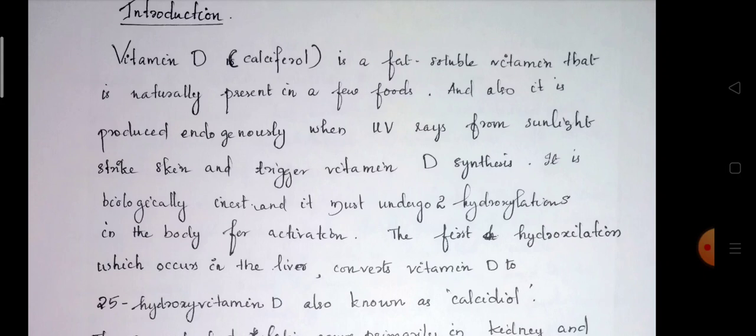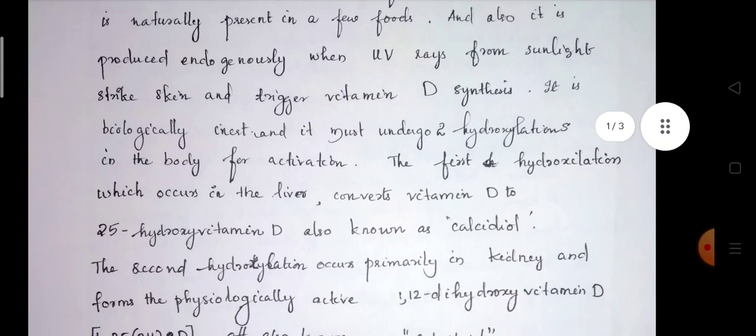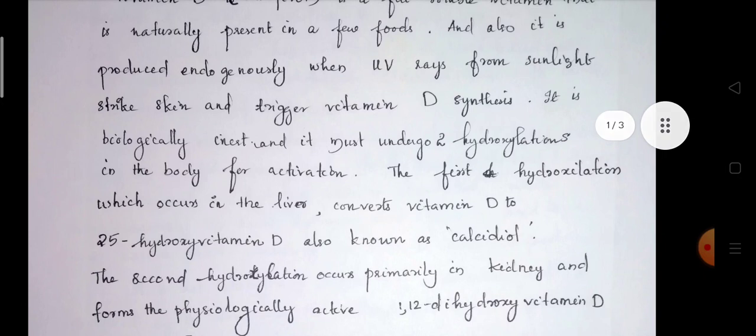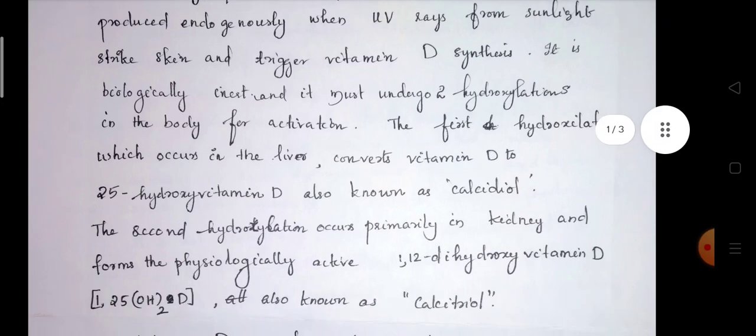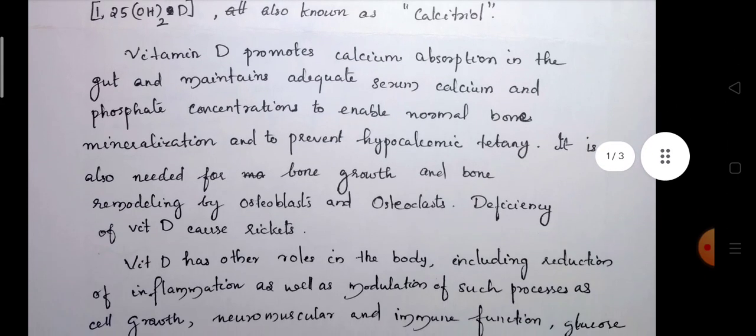The first hydroxylation occurs in the liver, which converts the biologically inactive vitamin D to 25 hydroxy vitamin D, also known as calcidiol, and the second hydroxylation occurs in the kidney and it forms 1,25 dihydroxy vitamin D, also known as calcitriol. Then the uses of vitamin D.